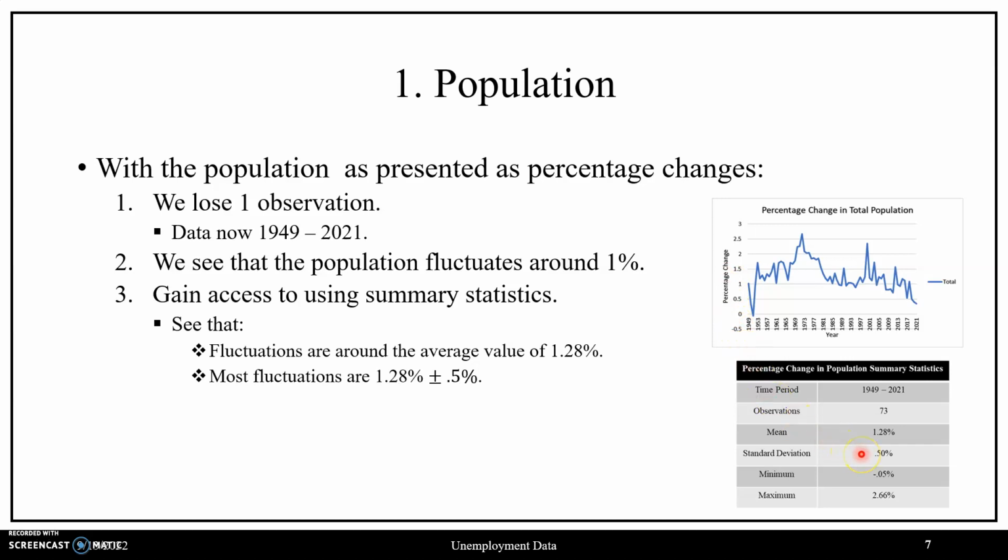And with a standard deviation of 0.50%, what this means is that most of these oscillations that we're seeing are going to be bounded by 1.28%, give or take 0.50 percentage points. So on average, the United States is growing its population at 1.28%, give or take 0.50 percentage points. With that in mind, that is all we would like to say with respect to the population of the United States. We now want to move on to our labor resources, in which we'll look at active and idle labor resources afterwards.